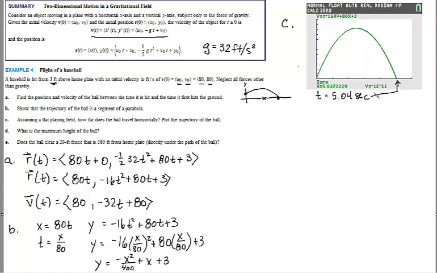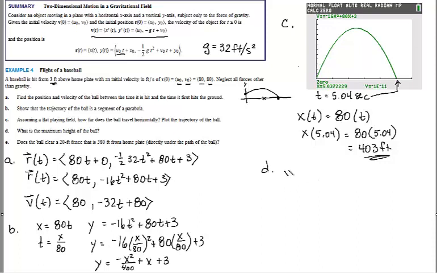Then they want to know how far does it travel horizontally, so that would be x of t equals, and looking up here, that is the 80 times the t. Alright, I get that horizontal distance to be 403 feet.